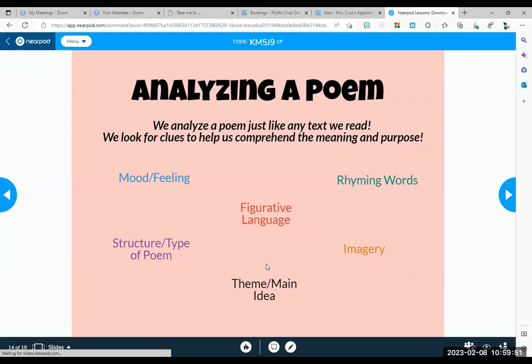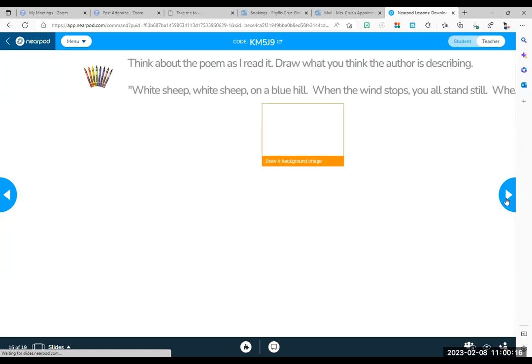So you could talk about using different types of figurative language. We learned about that earlier in the year. Remember similes? Rhyming words. My poem had rhyming words. Imagery helps you make the pictures in your head of the poem, of the meaning of the poem, of the details, theme, main idea, and structure, different types of poems.